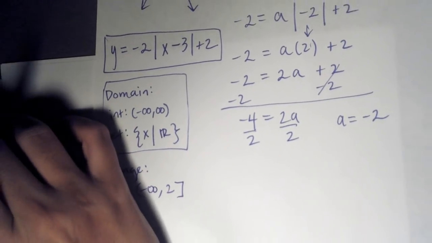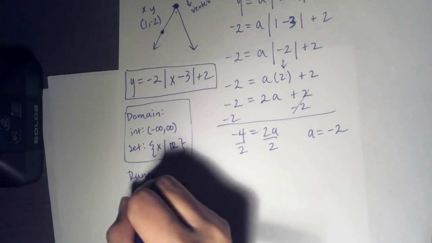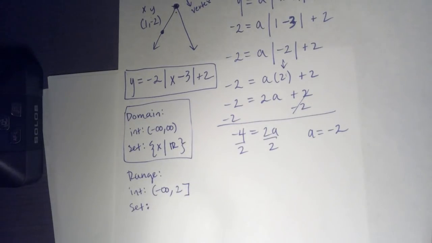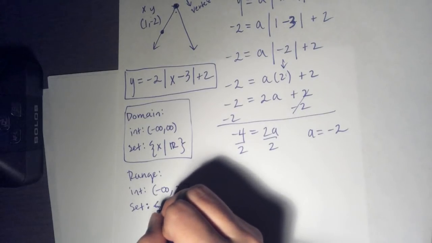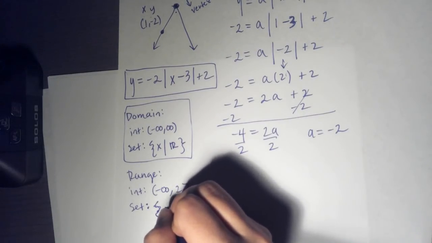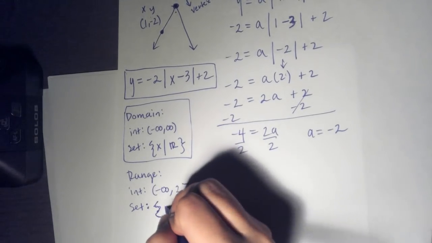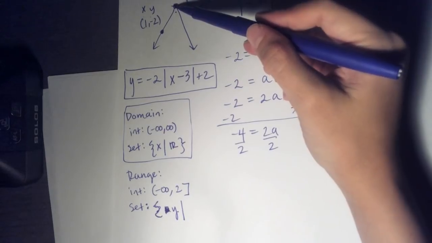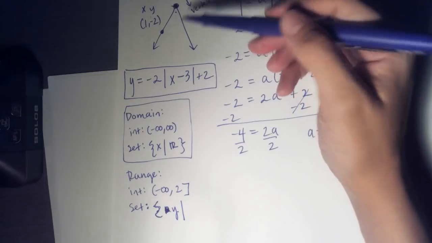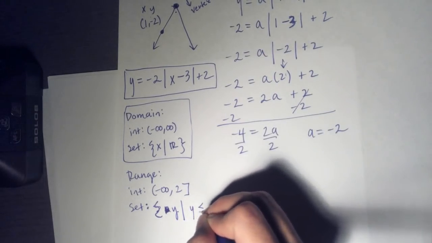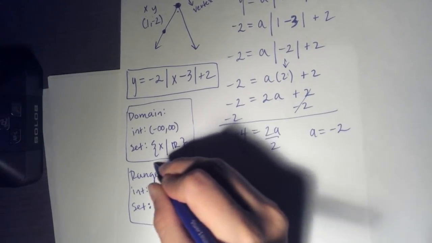So it looks just like this. Let me zoom out so y'all can see a little bit better. So for set notation, same thing. I'm going to now do a y for range. Draw your line. And then your y's are going to be greater than or less than. In this case, it's going to be less than, because they're negative. So y is less than or equal to 2. That is your range in both notations.